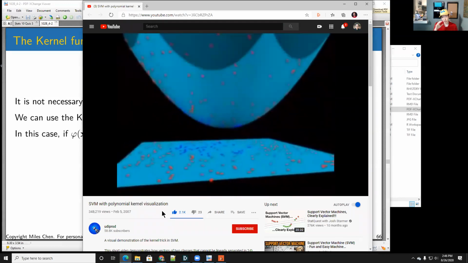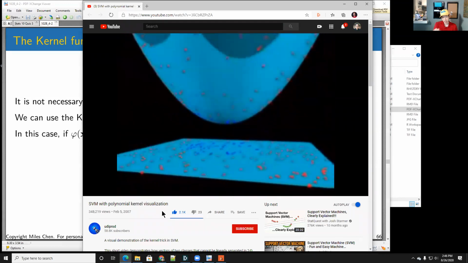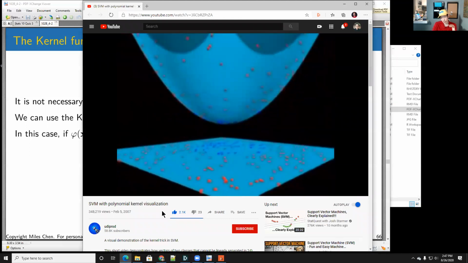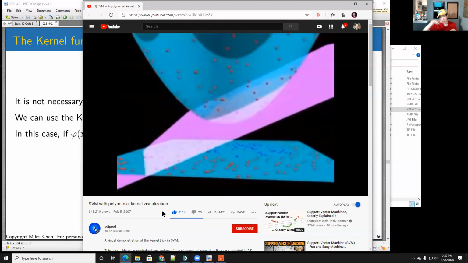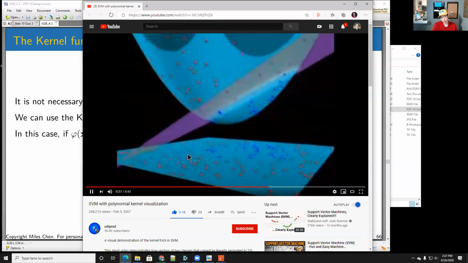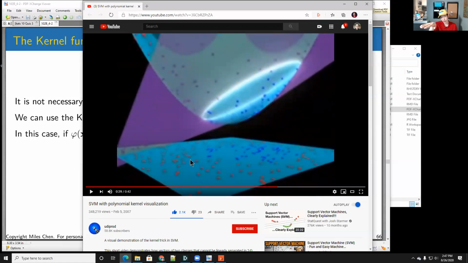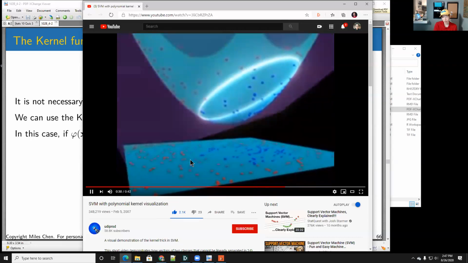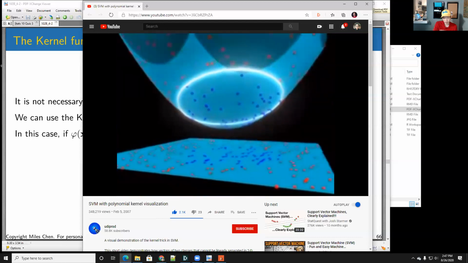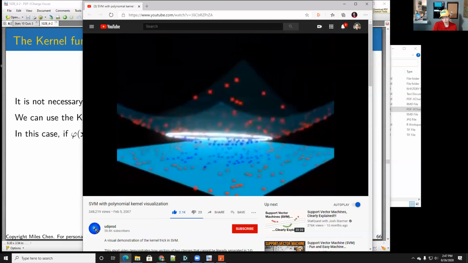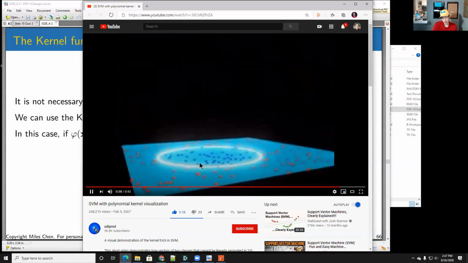So the data now exists in 3D, and once the data exists in 3D, you can then find a linear hyperplane that separates the blue from the red. Once you've transformed the data into 3D, a linear hyperplane does exist that separates the blue from the red, and that can be used to define the boundary that separates the blue from the red points.